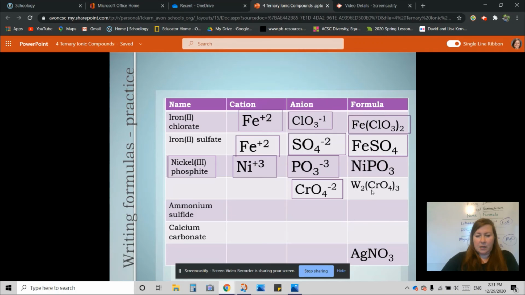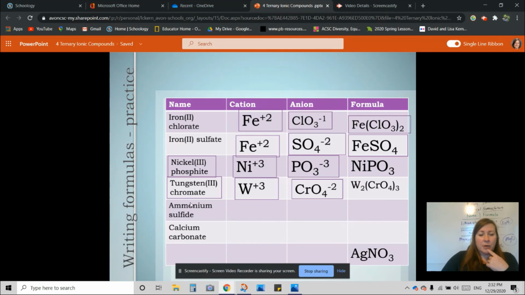tungsten is a multivalent metal, so figuring out what charge it has is going to be a bit tricky. But if you remember the crisscross thing, we're still doing that, and you can go backwards here. We know chromate is -2 because we looked it up, and here's that 2. And then tungsten must be +3. So the name of this compound will be tungsten 3 chromate.